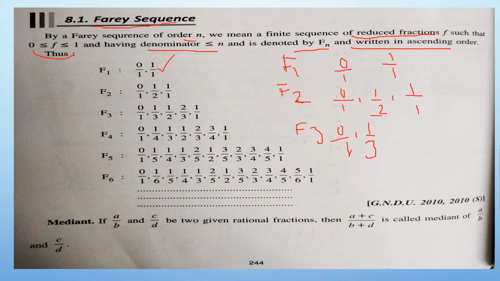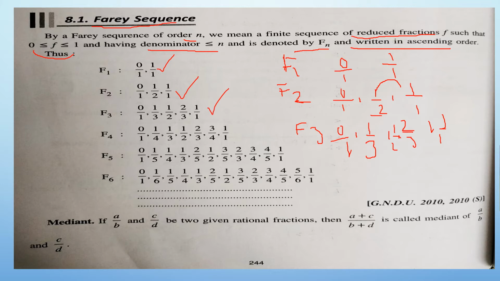Next one will also be 1 by 2. 1 by 2 will be there also, 2 by 3, 1 by 1. So in this way, we can find the sequence of Farey sequence fractions. So this is F2, this is F3.